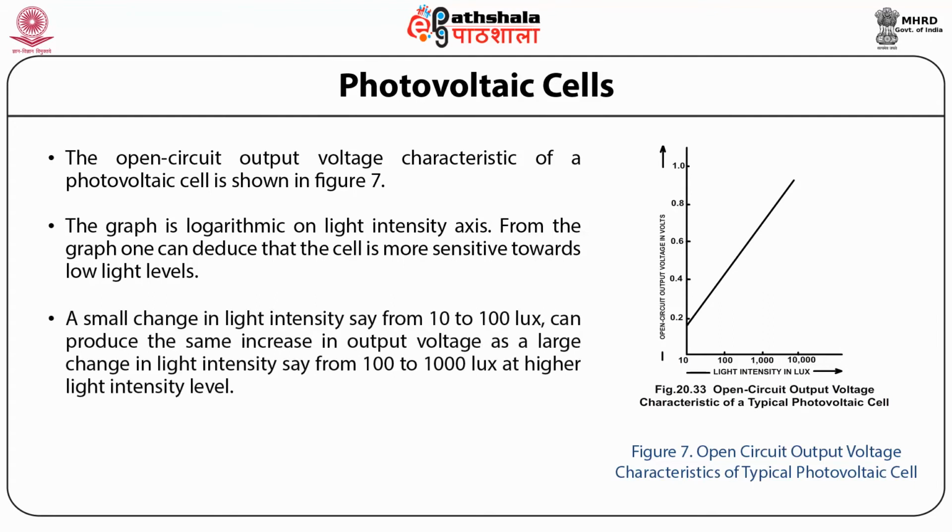A small change in light intensity, say from 10 to 100 lux, can produce the same increase in output voltage as a large change in light intensity, say from 100 to 1000 lux, at higher light intensity levels. Figure 7 shows the open circuit output voltage characteristics of a typical photovoltaic cell.